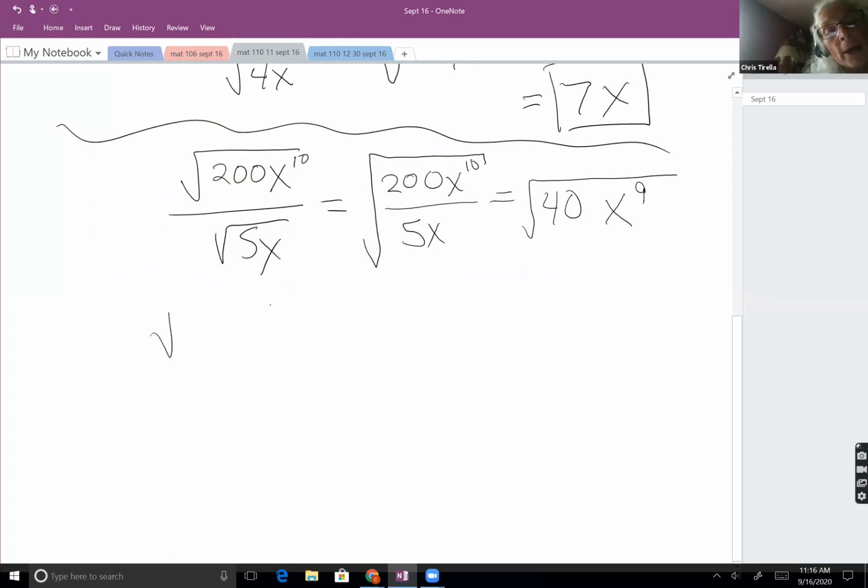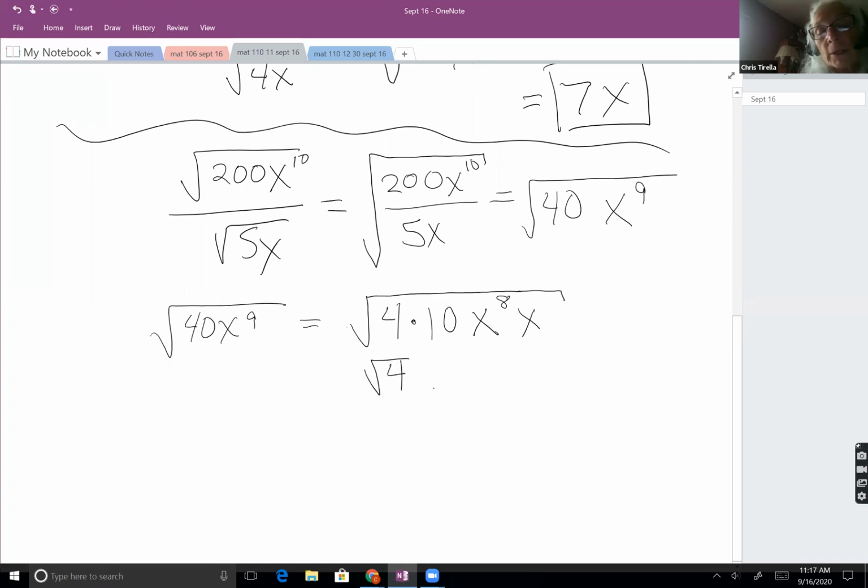So where I have that 40x to the 9th, perfect square that goes into 40, I believe the largest one is 4. So that's 4 times 10. Now x to the 9th, because it has an odd exponent, it's not a perfect square. The closest perfect square would be x to the 8th times x. Again, we had said if we're looking for the square root and we have an odd exponent, we always take one factor out. We can take the square root of 4, we can take the square root of x to the 8th, but that 10x we cannot take the root of, so they stay underneath.